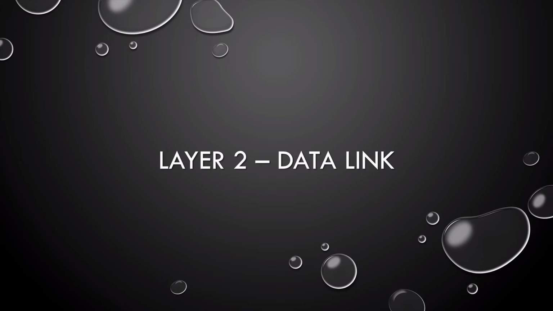Today we are continuing our new series covering network fundamentals in AWS, and we will cover the second layer of the OSI model, Layer 2, the data link layer.